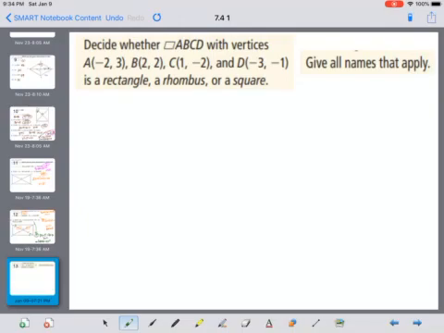Lastly, need to draw this triangle in the coordinate plane and find slopes or distances. Come up with all of the names that would qualify and what is the most descriptive name for this one. Go ahead and finish this one on your own.